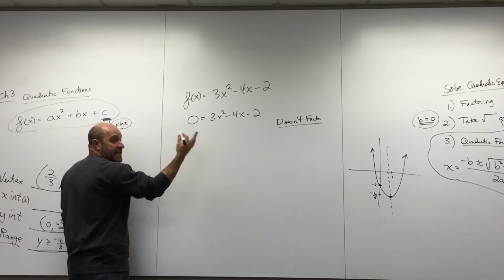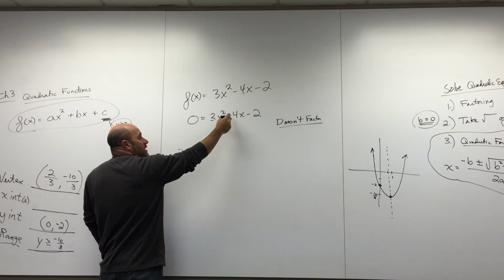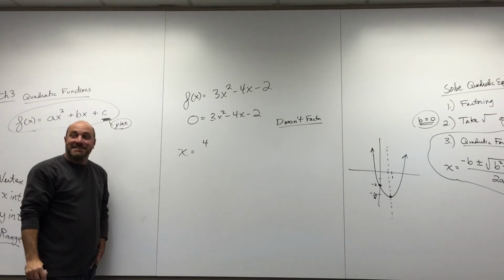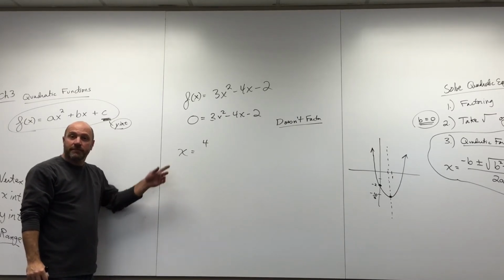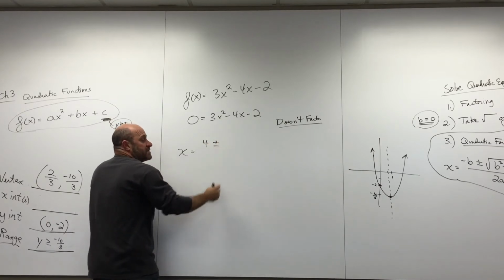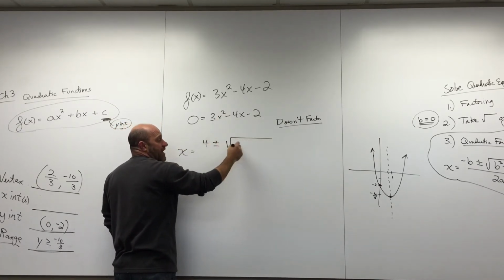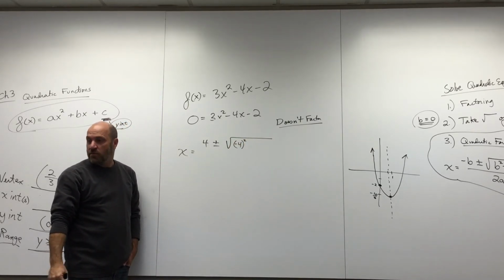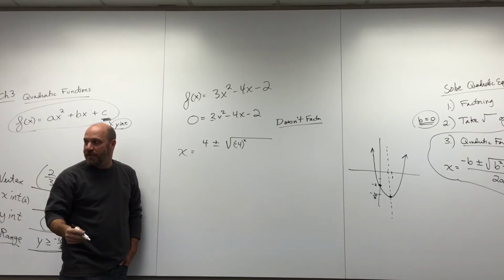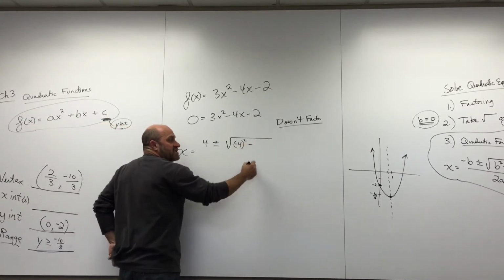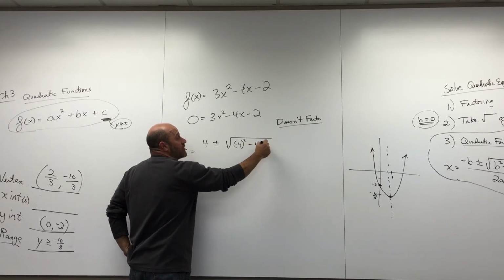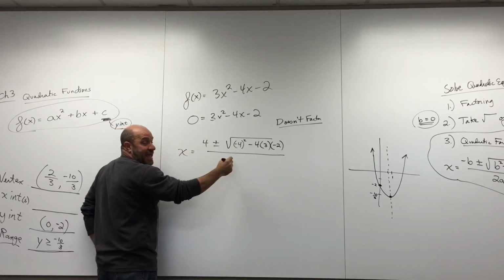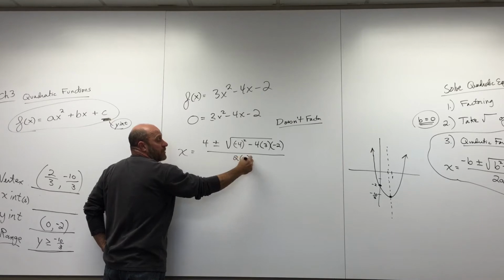The answer x is -b. Since b's already negative, I'm going to put a 4 there. Is that okay? That's -4, plus or minus the square root, and now that b is squared, -4 squared, what's that going to be? 16. I could do that part in my head. Minus 4 times a, what's a? 3, and c is -2, all over 2 times a, which is 2 times 3.